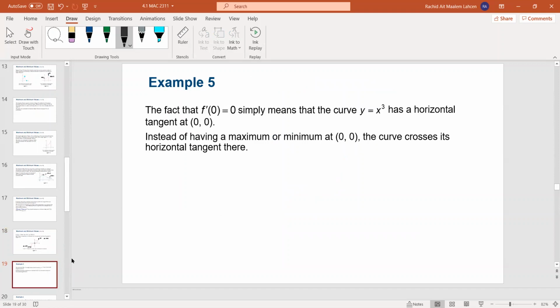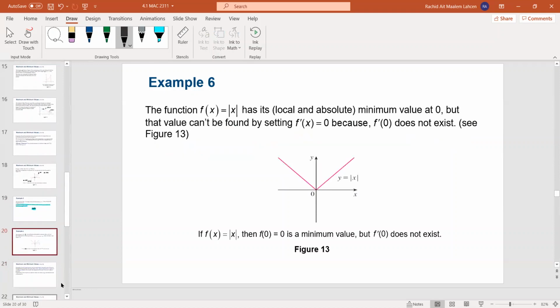So that simply means that the curve has a horizontal tangent. Instead of having a maximum or minimum, the curve crosses its horizontal tangent here. So that's the case in this example. So how is this different from the theorem that is mentioned? What happens is the curve crosses its tangent, right? So we have that tangent and they cross each other right there, right? So let's look at another case.